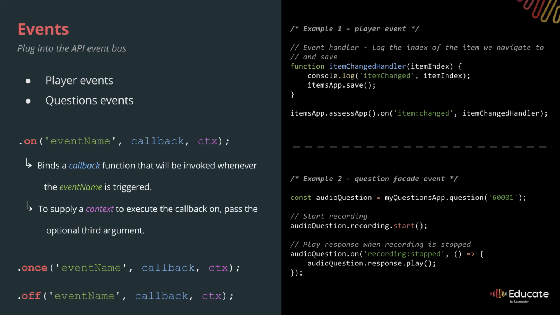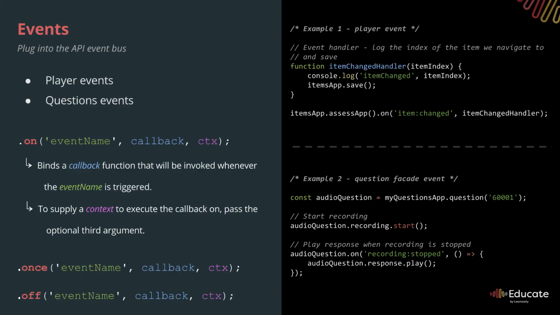So back to this example here, what we want to do is every time the item changes, we want to save the student's progress in the test. So what we'll do is we'll call the items app save public method. So that's very handy to do. So if for X or Y reason the laptop crashes or whatever, the students will always be able to resume on the right item with all their responses saved.